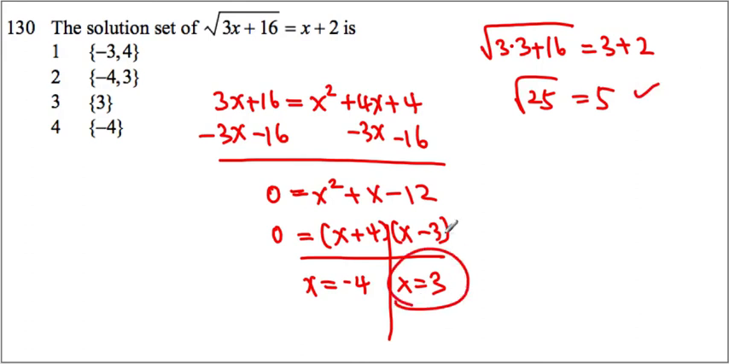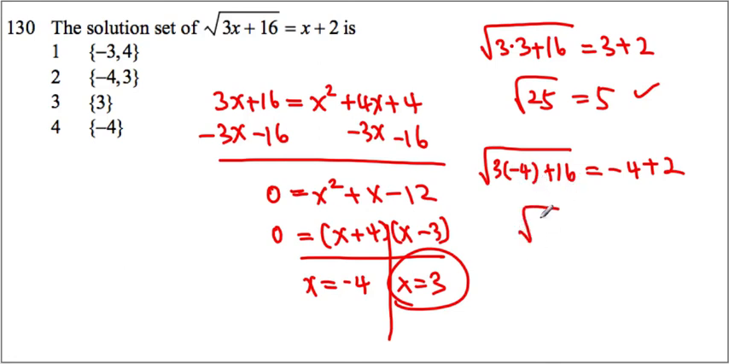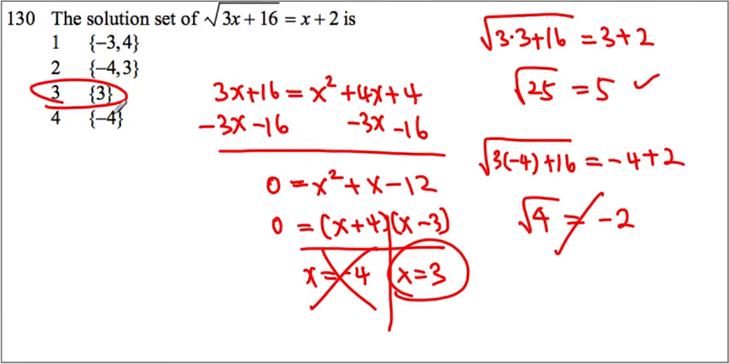How about negative 4? Let's look at it. Here we get 3 times negative 4, which is negative 12 plus 16. On our right side, we get negative 4 plus 2. So 3 times negative 4 becomes negative 12. Adding with 16 will get you square root of 4. On the other hand, on our right side, we get negative 4 plus 2 becomes negative 2. But are they equal to each other? No, they're not equal to each other, so we have to reject negative 4. So 3 would be the only correct answer, which is choice 3.